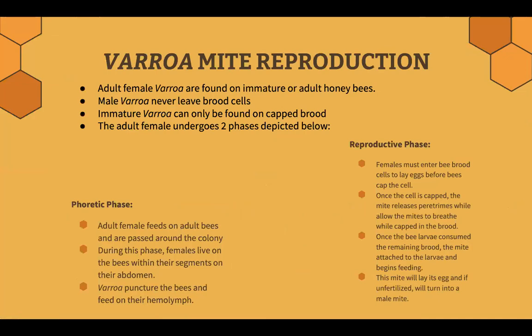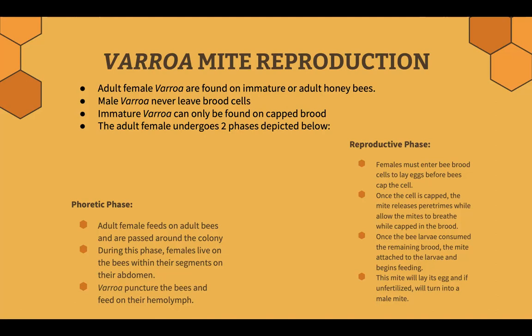So, varroa mite reproduction. Adult female varroa are found on immature or adult honeybees. Male varroa never leave the brood cells, and immature varroa can only be found on capped brood. The adult female undergoes two phases, depicted below. The first phase is the phoretic phase. The adult female feeds on adult bees and is passed around the colony. During this phase, females live on the bees within the segments of their abdomen. The varroa puncture the bees and feed on their hemolymph.